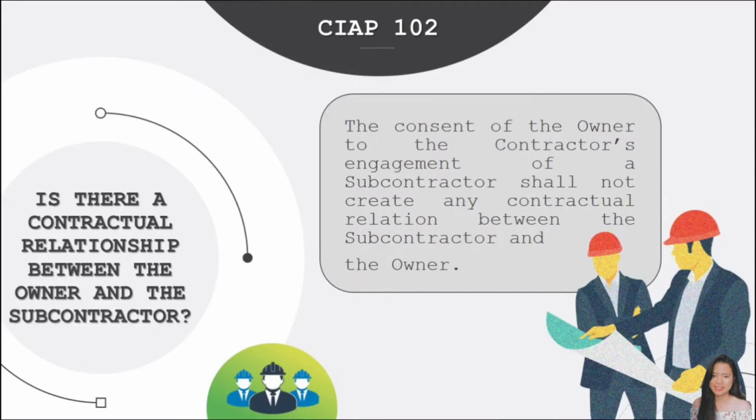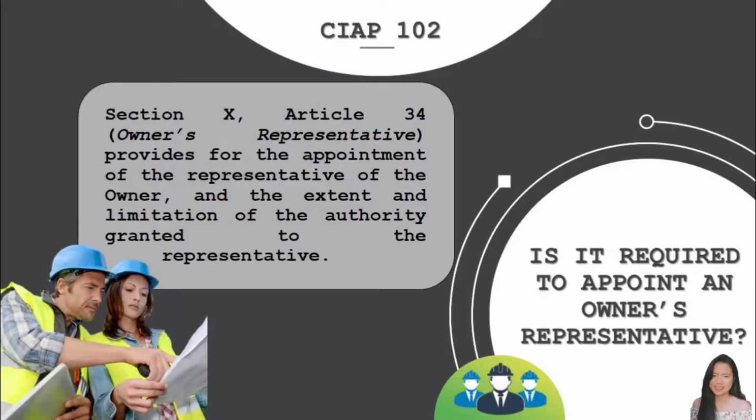Is there a contractual relationship between the owner and the subcontractor? The answer is that the consent of the owner to the contractor's engagement of a subcontractor shall not create any contractual relation between the subcontractor and the owner. However, is it required to appoint an owner's representative? In Section 10, Article 34, or Owner's Representative, it provides for the appointment of the representative of the owner and the extent and limitation of the authority granted to the representative.